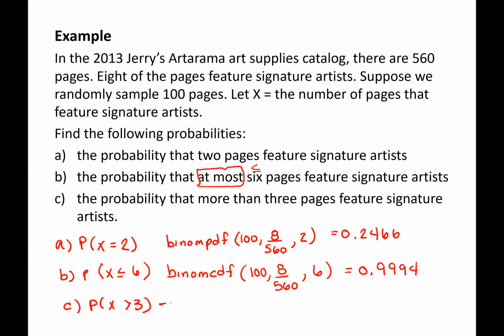So we're going to find this by finding 1 minus the probability that x is less than or equal to 3. So in our calculator, we'd say 1 minus the binom CDF. And now we're going to have 100, 8 over 560, and 3. When we do that calculation on our calculator, we get 0.0557.